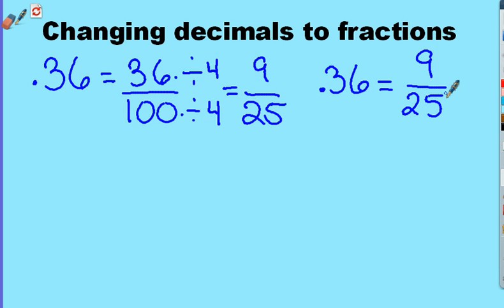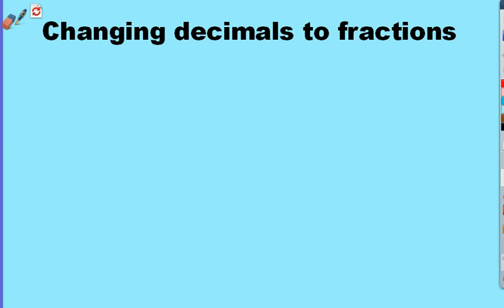Alright, let's do another example. How about this fraction? 6 hundredths. Remember, the way you say it is the way you write it. So that's going to be 6 over 100.